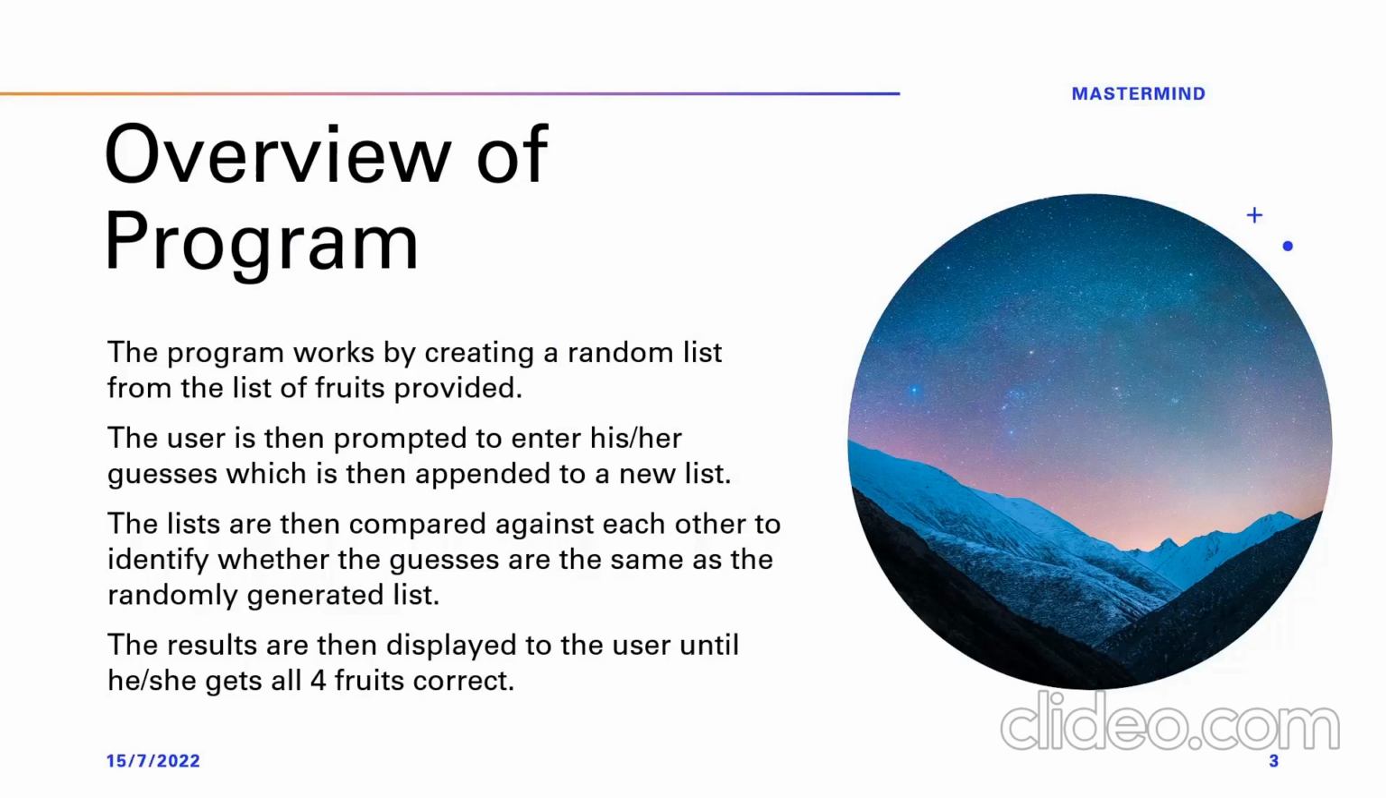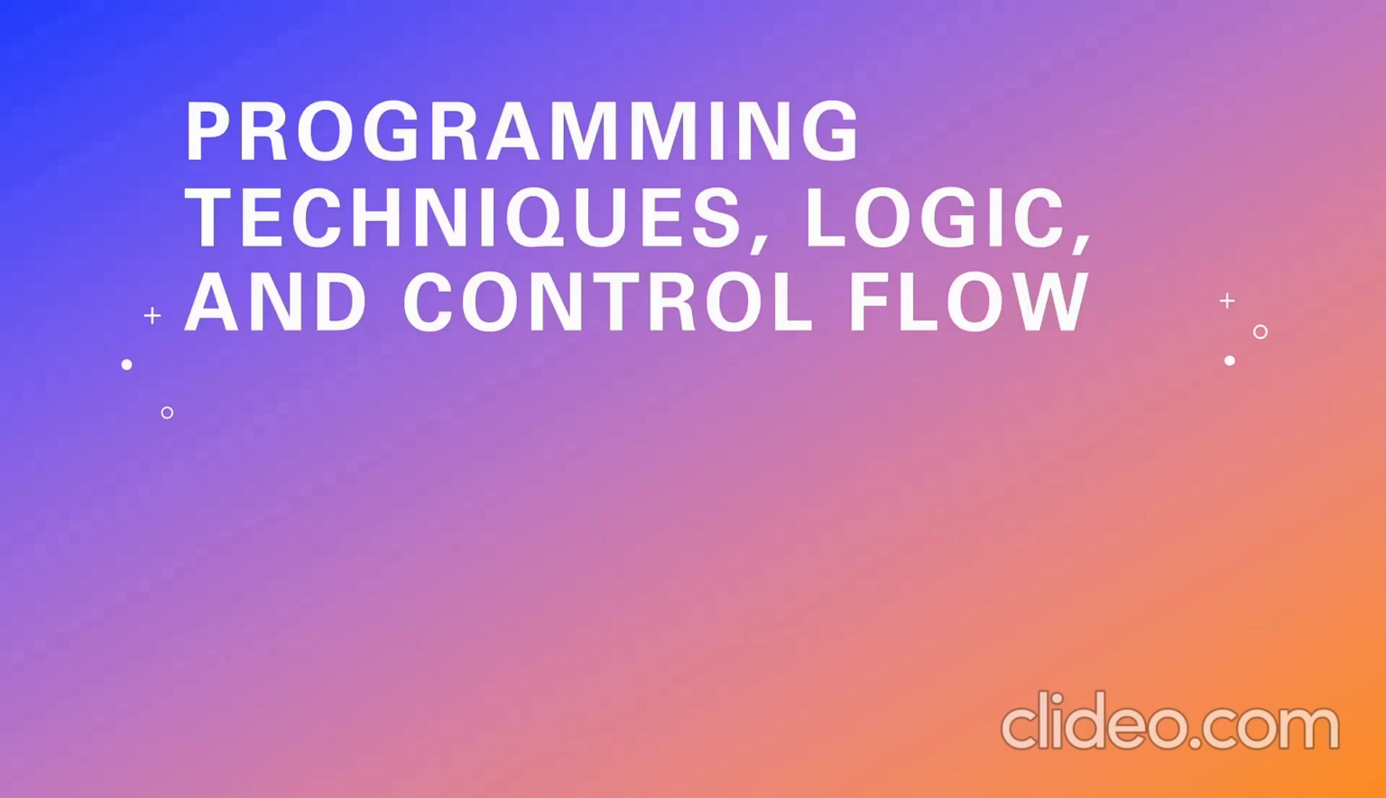So how the program would work is it would create a randomly generated list from the list of fruits provided by me, and then the user is prompted to enter his or her guesses, which are then appended to a separate list. The two lists are then compared against each other to identify which guesses are correct and which guesses are correct but in the wrong position as well. The final results are then displayed until he or she gets all 4 fruits correct.